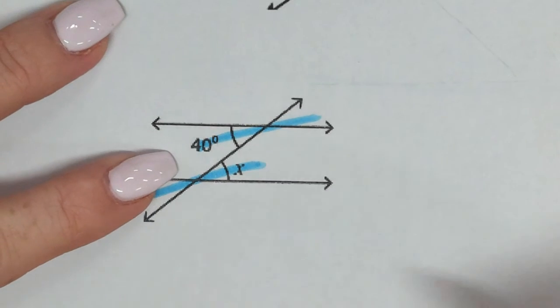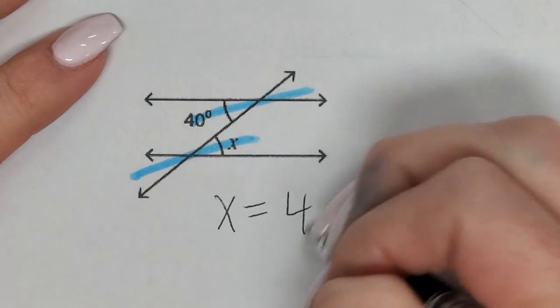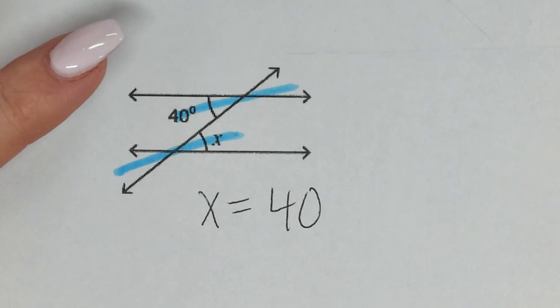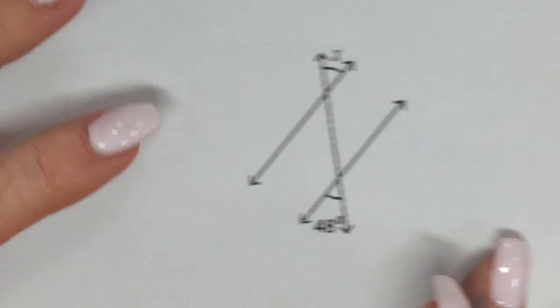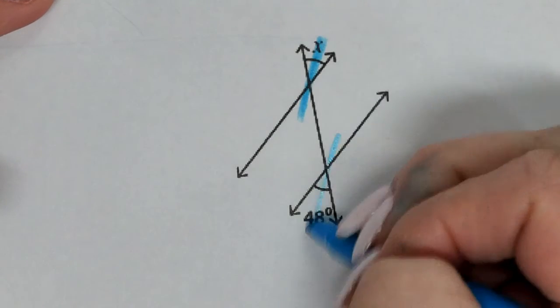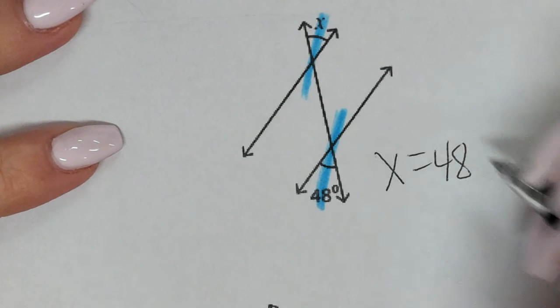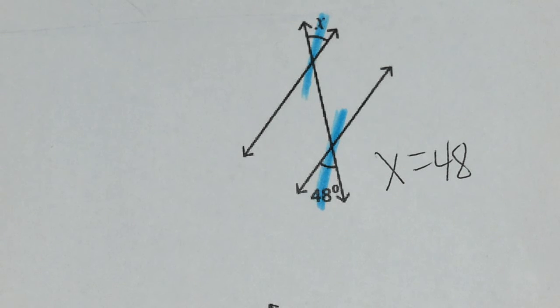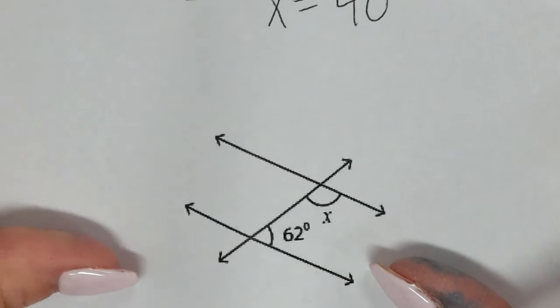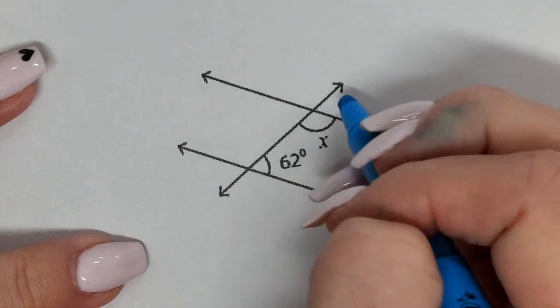What is the value of x? 40, because they are both acute. Now let's go to the next one. Highlight the acute angles. Are they both acute? So what is the value of x? 48. Go to the next one. Highlight the acute angles. Don't get tricked.